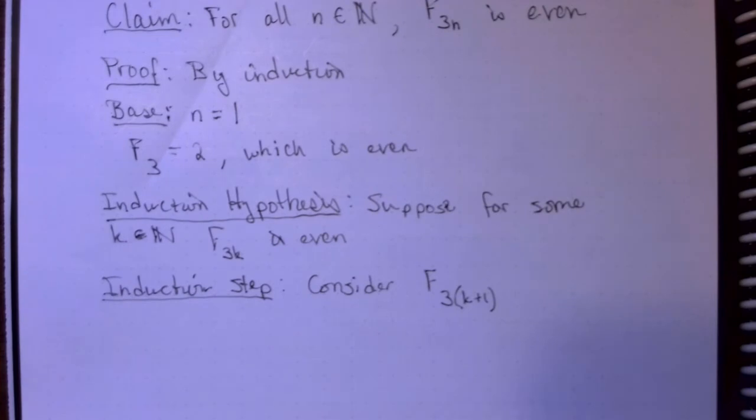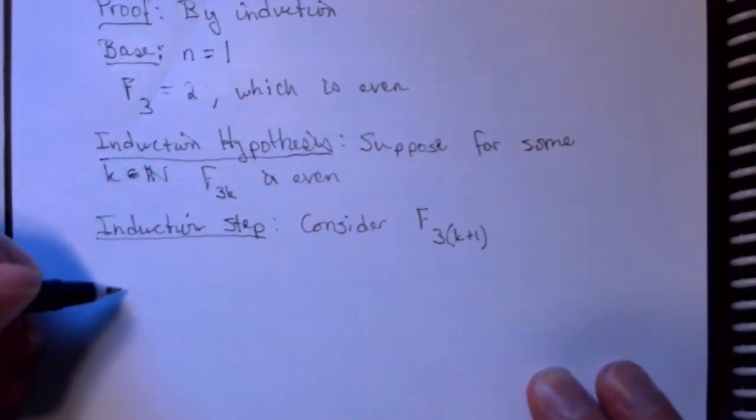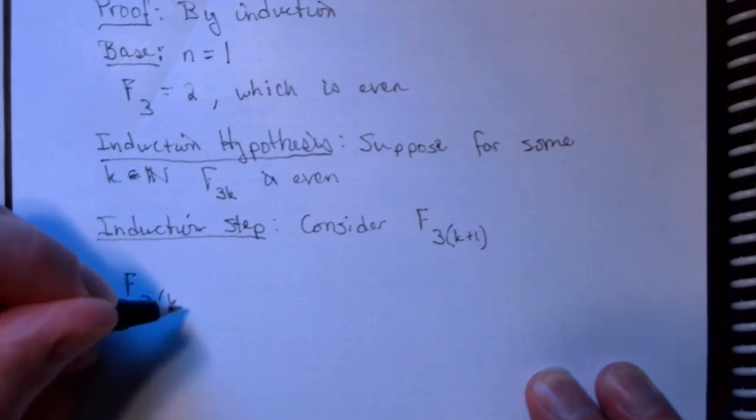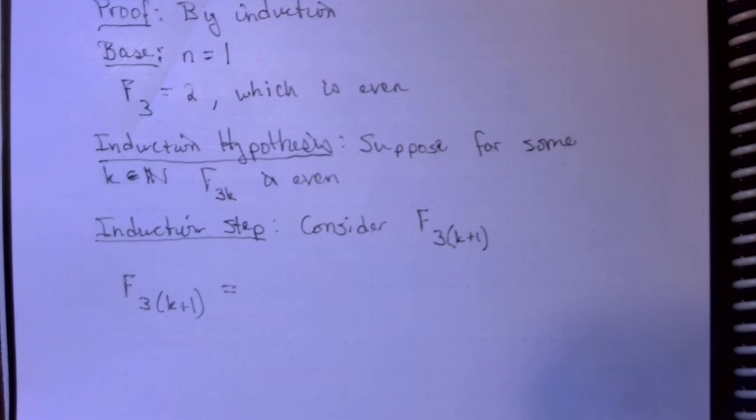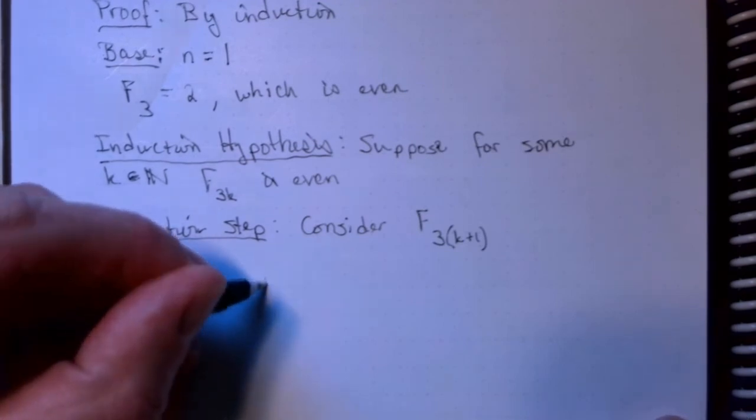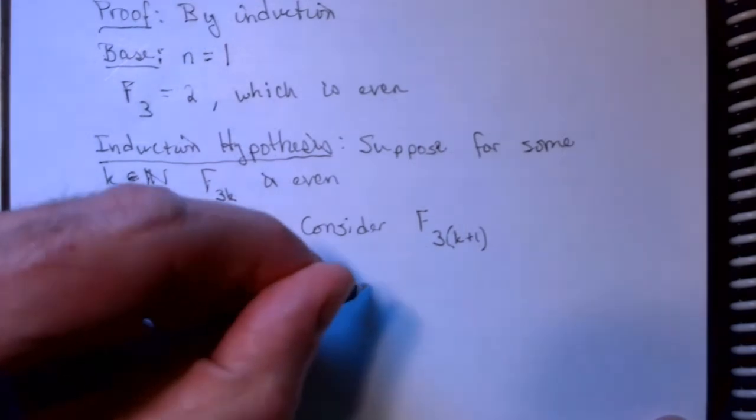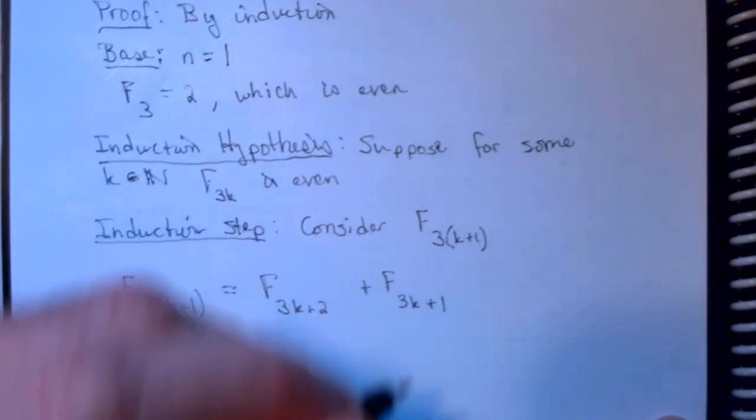All right. So what we need to do is we need to use the properties of the Fibonacci sequence here. And all I really know about the Fibonacci sequence is that to get any term in the Fibonacci sequence, I take the sum of the previous two terms. So I'm going to have to try and use that. So I have F3(k+1). Now, what can I say about that? Well, that would be equal to F3k+2 plus F3k+1.